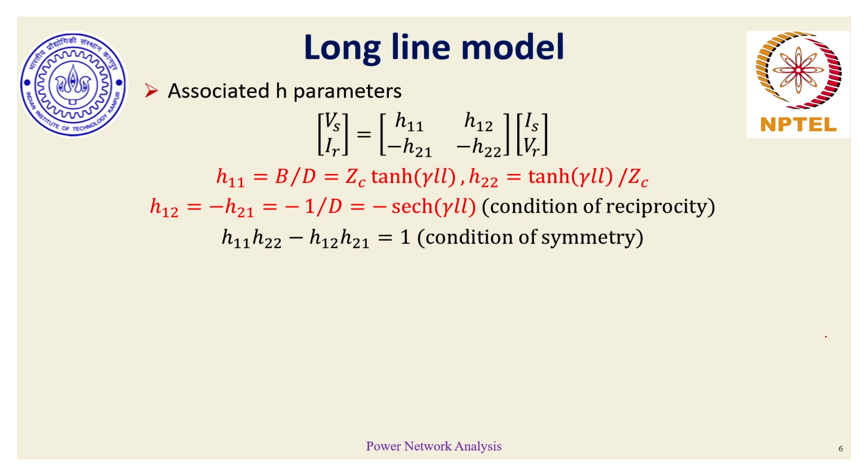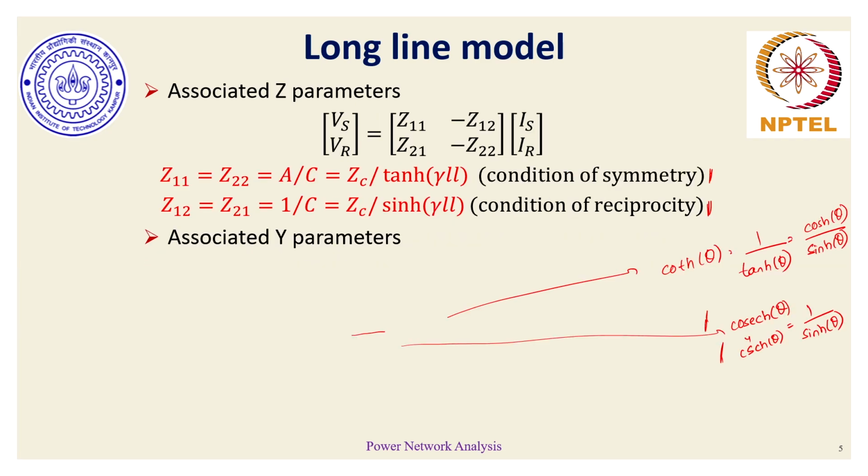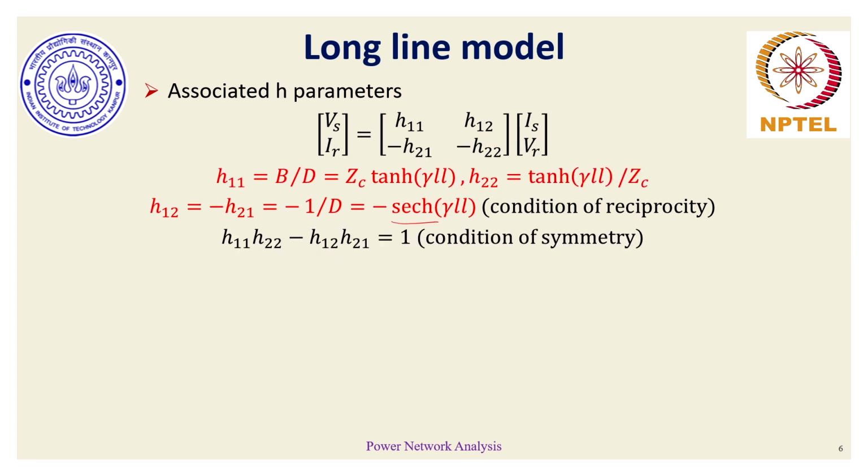Similarly, the H parameters can also be evaluated, where sec hyperbolic, we have already discussed what actually it is, which is nothing but inverse of cos hyperbolic. So conditions of symmetricity and reciprocity are all valid for all two-port network parameters. And these parameters are likely to be complex numbers, no matter whether they are H, Y, Z or ABCD, because ZC and gamma are also complex numbers. So corresponding hyperbolic functions would also turn out to be complex numbers.